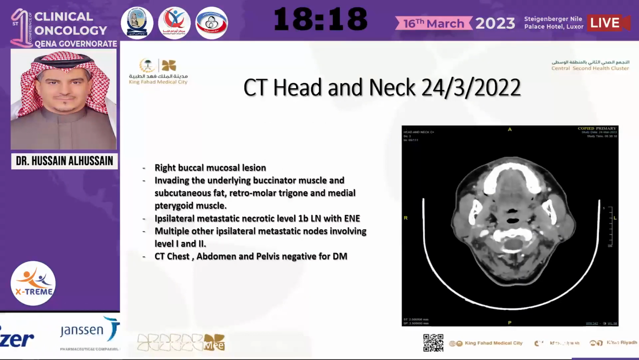This is the CT scan that was done while assessing the patient, showing a right buccal mucosal lesion invading the underlying buccinator muscle and subcutaneous fat, retromolar trigone, and the medial pterygoid muscle. There is an ipsilateral metastatic necrotic lymph node, level 1B, with extranodal extension, with multiple other ipsilateral metastatic lymph nodes involving level 1 and level 2. CT chest, abdomen, and pelvis were negative for any distant metastasis.